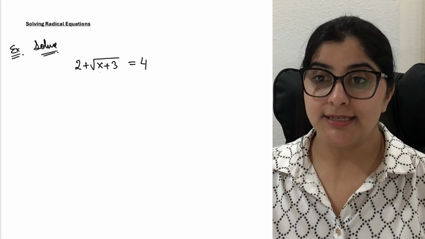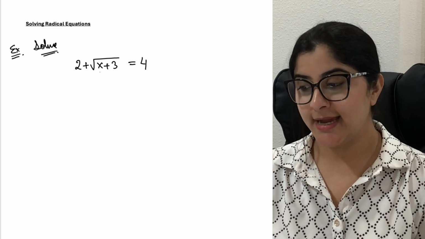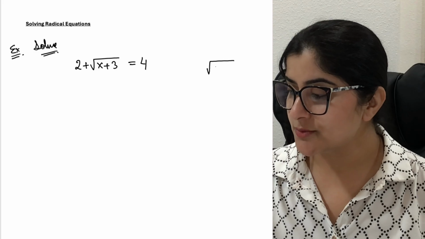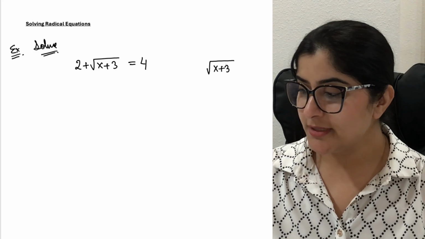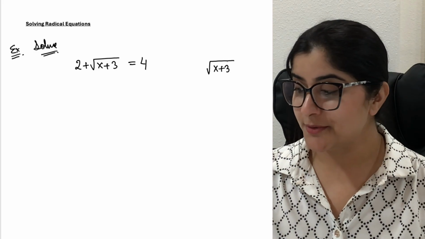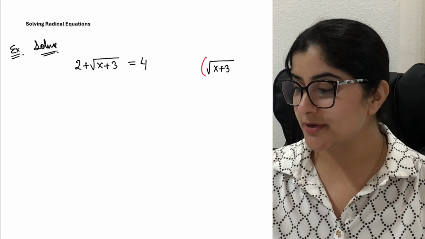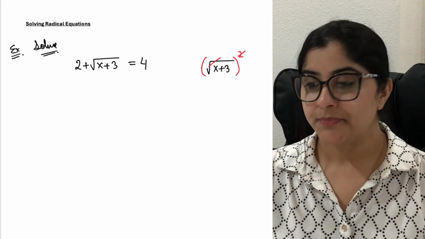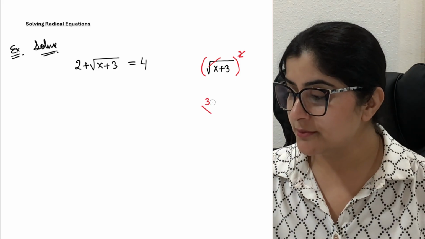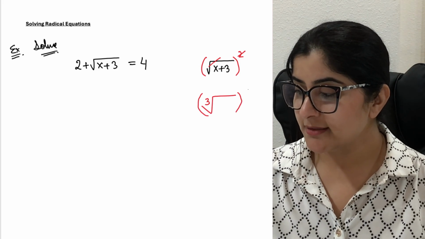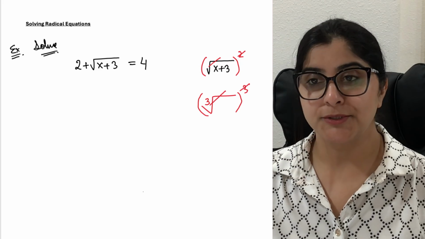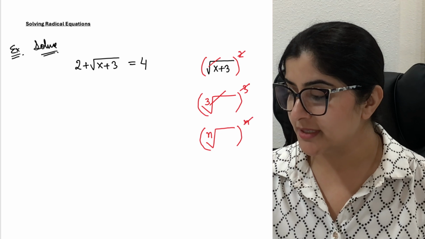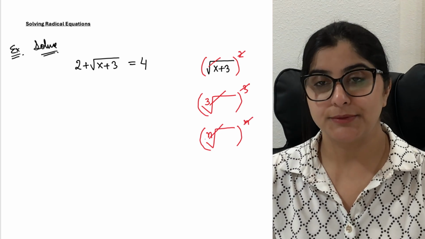Ultimately our aim is to isolate x. If x is under the square root here, we want to get rid of the square root, and the technique to get rid of the square root is to take the square. So the square cancels the root. Similarly, if it is the third root, we have to take the third power to cancel the third root. If it is the nth root, we have to take the nth power to get rid of the nth root.